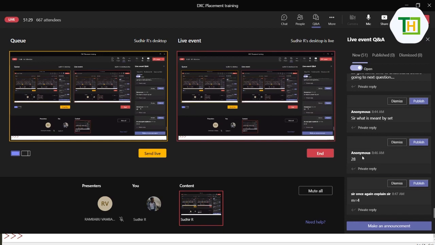Set means nothing. Set means we are going to give some value to that variable. That's it. Nothing else.